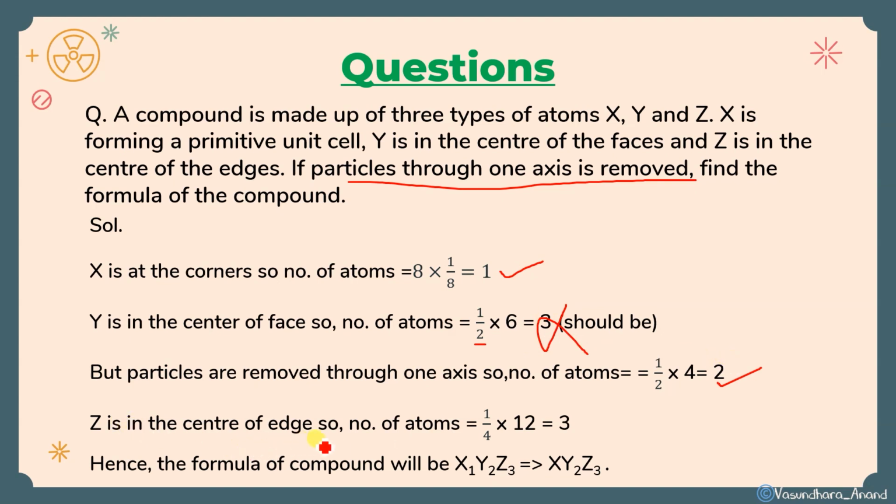And Z is in the center of the edge. I have told you how many edges there are: 12. And each edge centered particle has contribution 1 by 4. So that's why 3. So the answer will be x1 y2 z3, that is, x1y2z3. Got it? Any doubt in this?